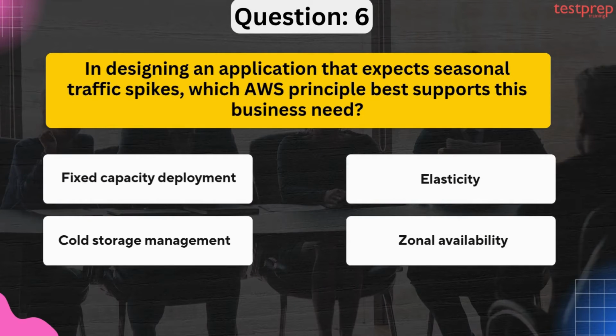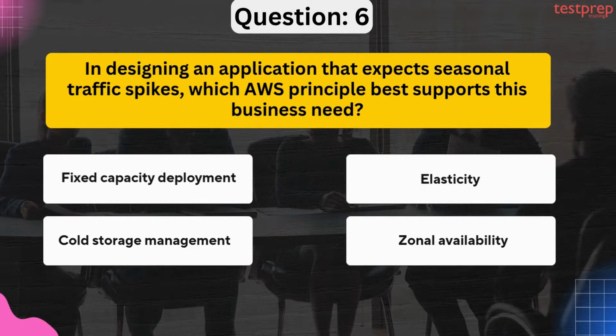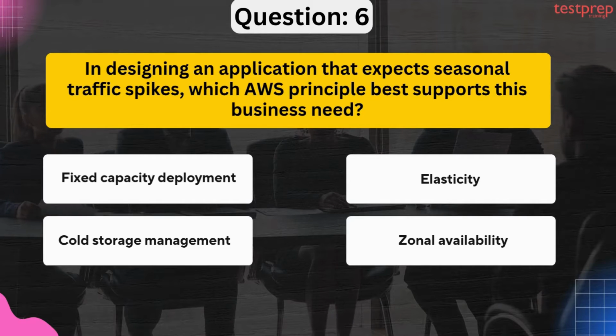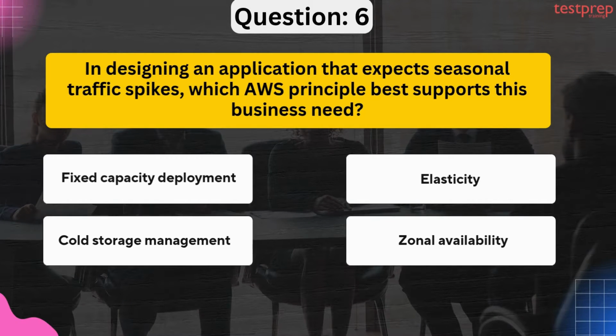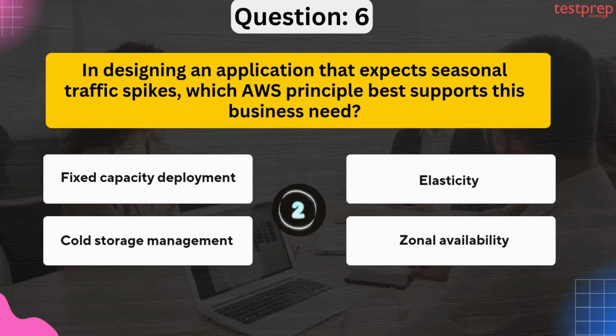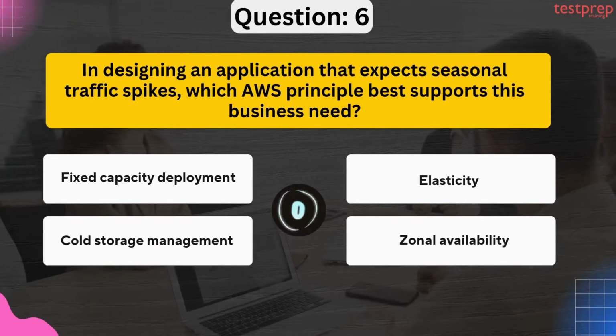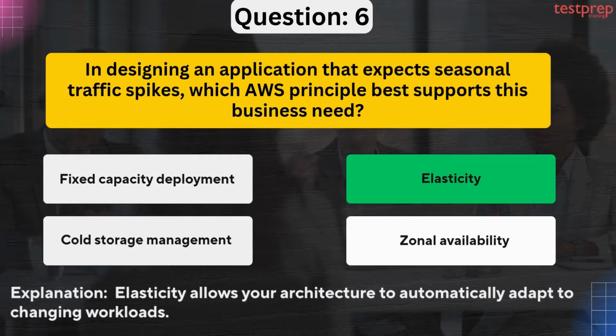Question 6. In designing an application that expects seasonal traffic spikes, which AWS principle best supports this business need? The correct answer is elasticity. Elasticity allows your architecture to automatically adapt to changing workloads.